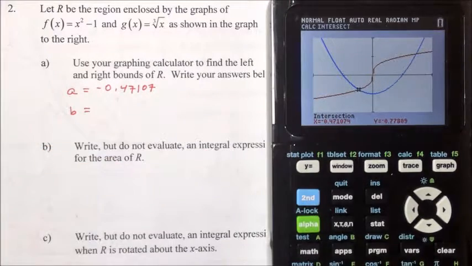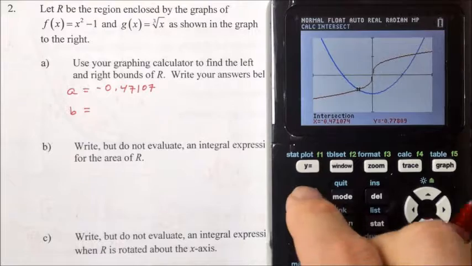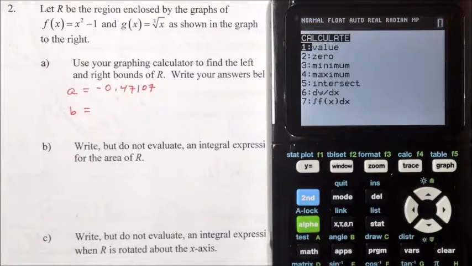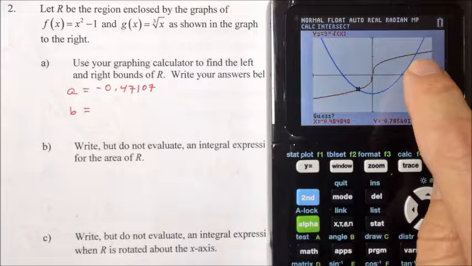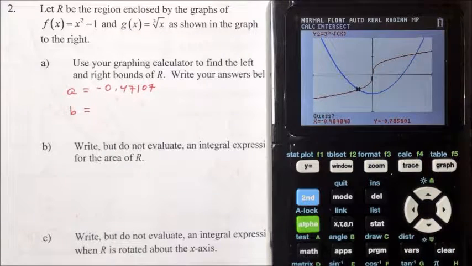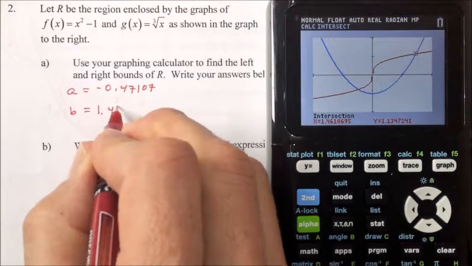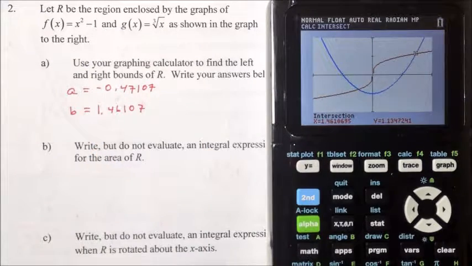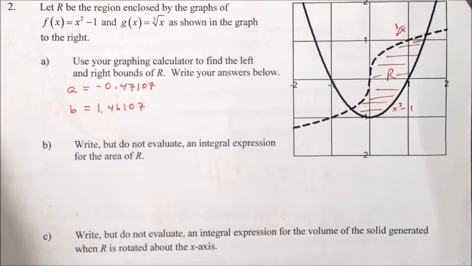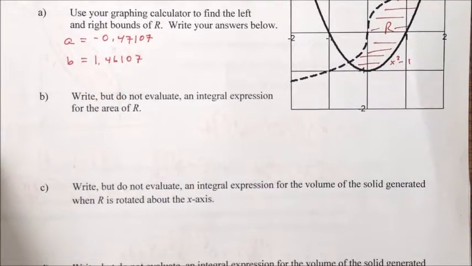We also need our B bound, so we're going to repeat this process. So second trace, option 5 to intersect, enter on the first curve, enter on the second curve. This time we're looking for our point to the right, which happens sometime after 1, so let's type in 1.5. And in fact, it's 1.46107. All right, so those are our two bounds. Part A is done.